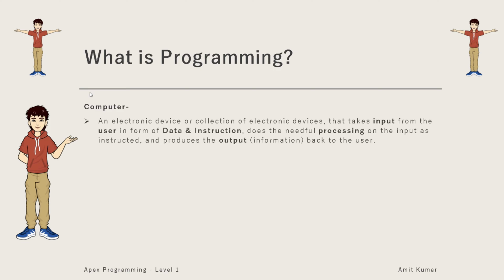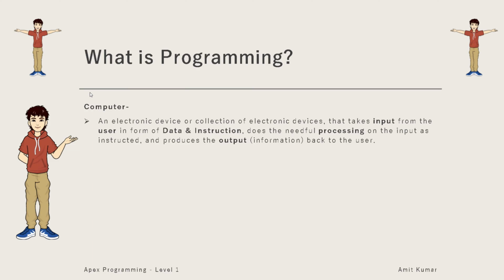Now, a computer is an electronic device or collection of electronic devices that takes input from the user in the form of data and instruction, does the needful processing on the input as instructed, and produces the output, which is the information, back to the user.